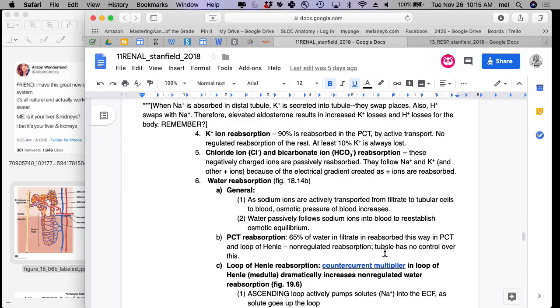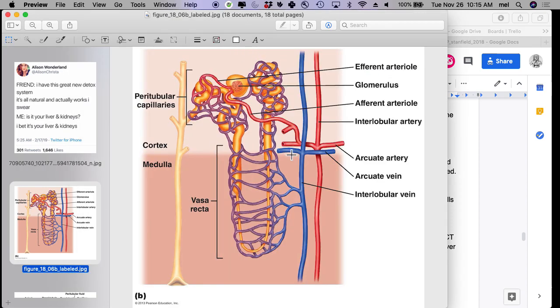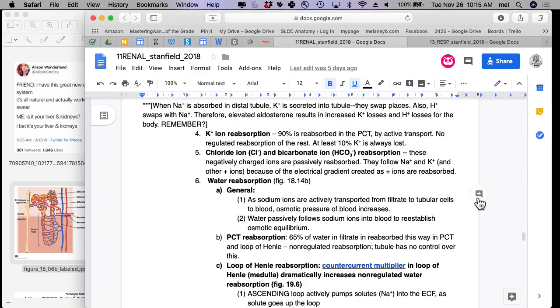Okay. So next topic is potassium ion reabsorption. Potassium ion reabsorption happens primarily at the proximal convoluted tubule, almost exclusively at the proximal convoluted tubule. And what happens is we reabsorb about 90% of the potassium that is pushed out via filtration. We reabsorb about 90% of it at the proximal convoluted tubule, and then we can go down from there. We always lose 10%, but we could lose more than 10%. Yes?